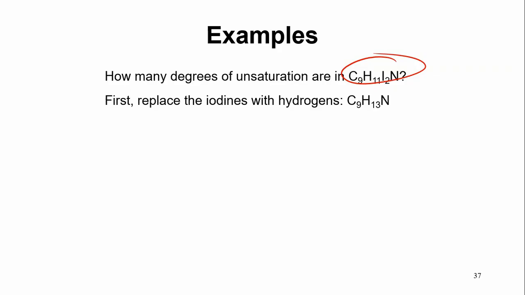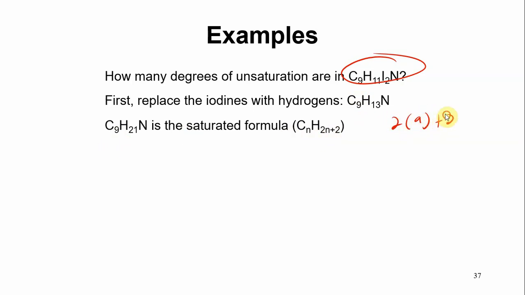What's the saturated formula for this? First of all, how many carbons do I have? 9. So I have 9. So 2 times 9 plus 2 plus what? 1 for the nitrogen. So that's 18 plus 2 is 20, plus 1 is 21. That's where this goes. Once you replace it, you're done.